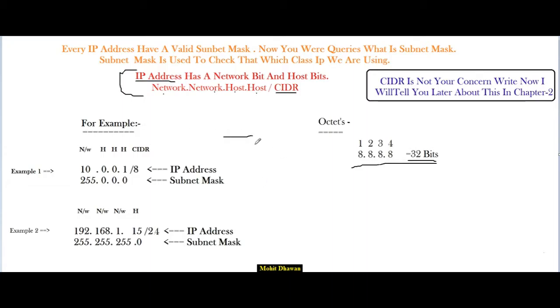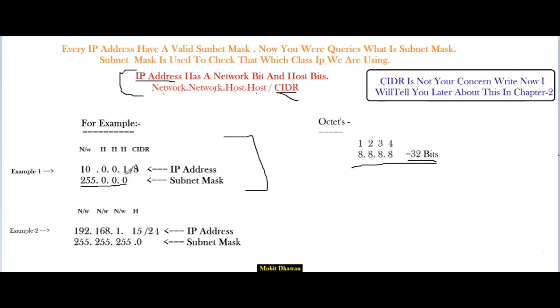So here I have an example. As you can see, I have an IP address, 10.0.0.1/8. /8 is the CIDR value. You just forget this, you have to see only this. This is my IP address and this, 255.0.0.0, is my subnet mask.